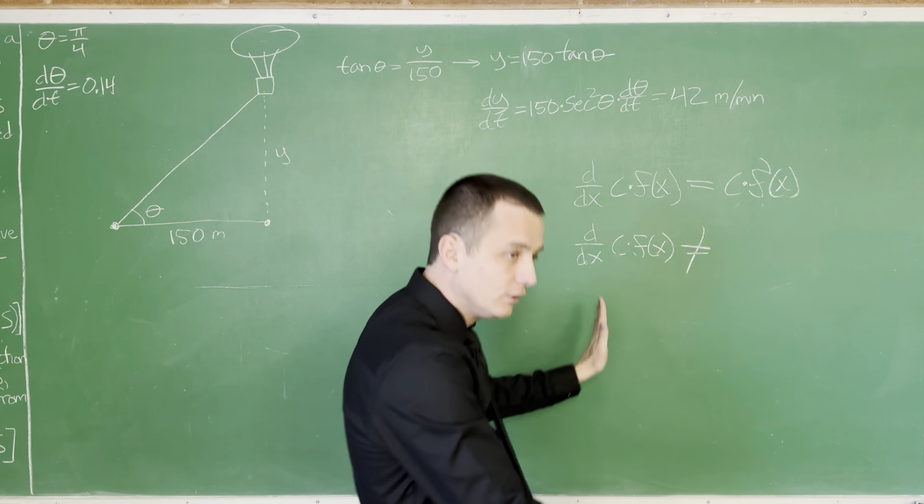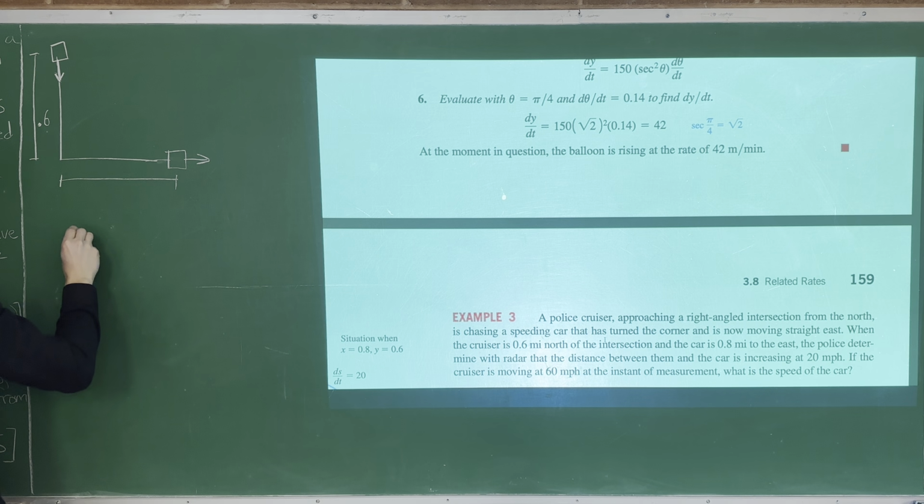Okay, so we've got one car coming this way, our police cruiser. The police cruiser approaching a right-angled intersection from the north is chasing a speeding car that has turned the corner and is now heading east. So the cruiser is 0.6 miles north. Then our other car, which is heading to the right, is 0.8 miles. So that one's a bit more this way. Here it is, going that way, and this distance here we know is 0.8.